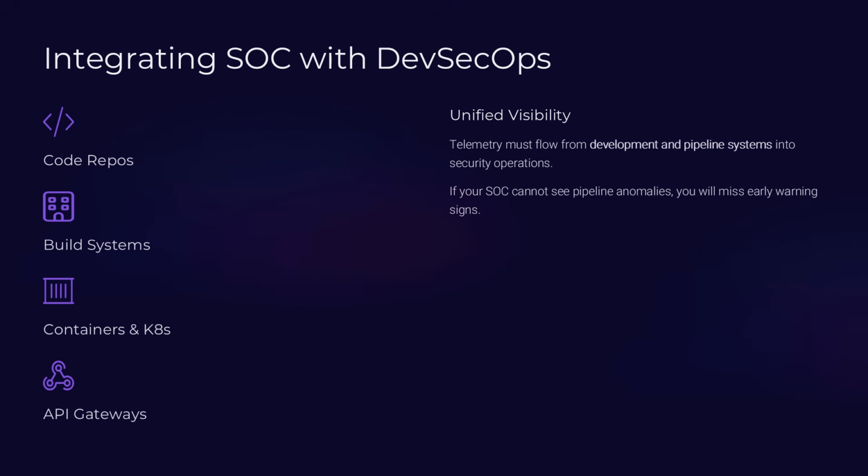Traditional SOC models focus on production environments. In DevSecOps, security operations must monitor code repositories, build systems, artifact registries, container environments, Kubernetes clusters, API gateways. Telemetry must flow from development and pipeline systems into security operations. If your SOC cannot see pipeline anomalies, you will miss early warning signs. Incident response maturity requires unified visibility across development and operations.